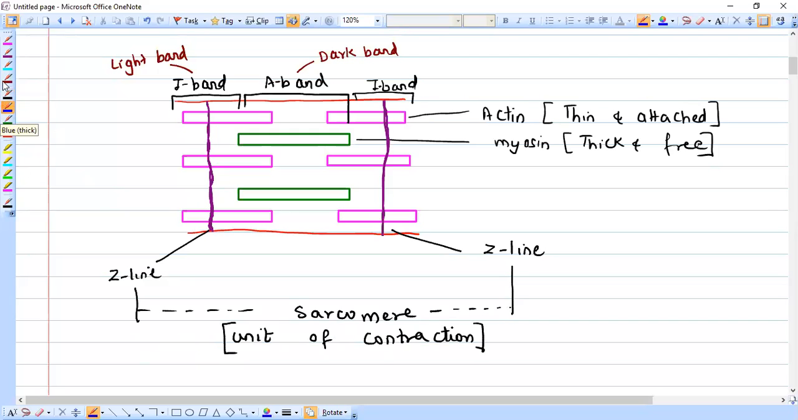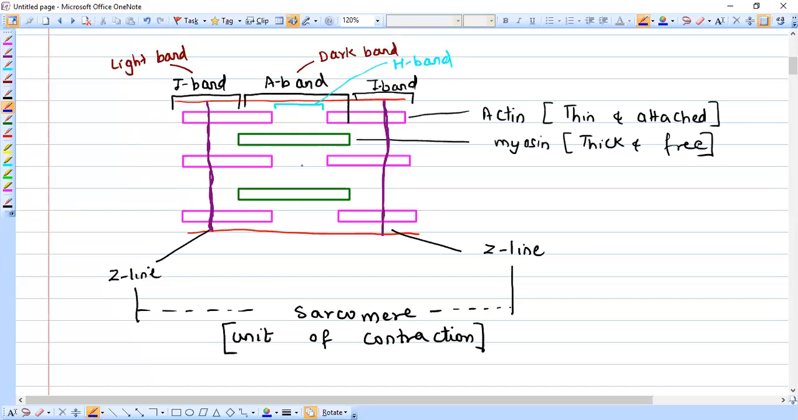In the light band, there is a dark line. But at the same time, in the dark band, there is a light line present. This band that you observe here, this area in between, is called the H band. So remember, in the dark band, there is a light line present. That light line is called the H band.